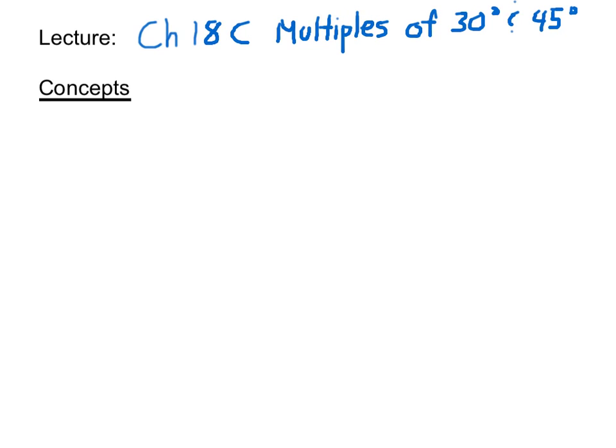In this video, we're going to look at Chapter 18, Section C on the multiples of 30 and 45. Let's consider the angle theta, 45 degrees. And we also know that this is equal to pi over 2 radians. Now let's look at a unit circle with a point that corresponds to an angle of 45 degrees.